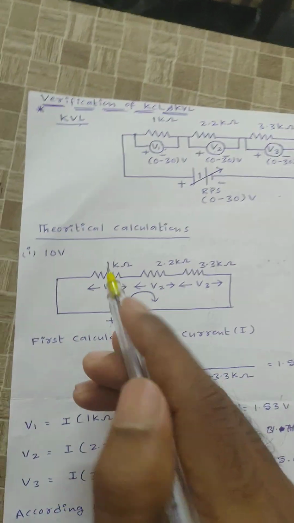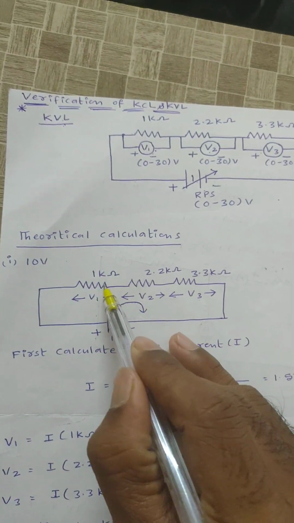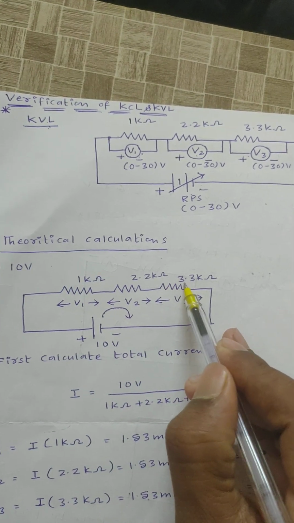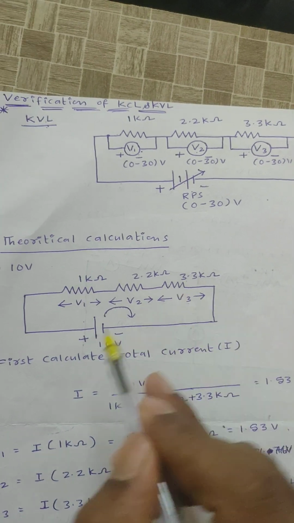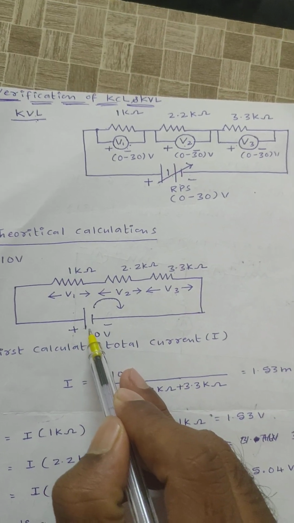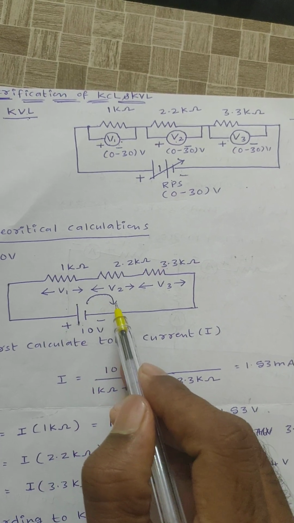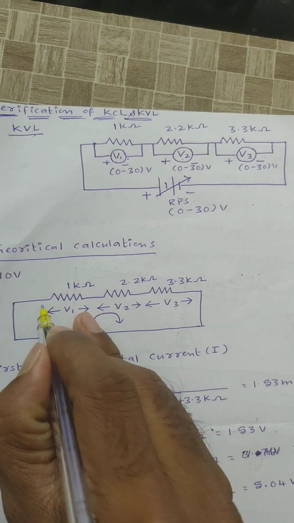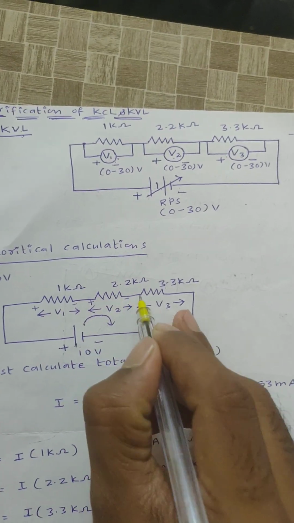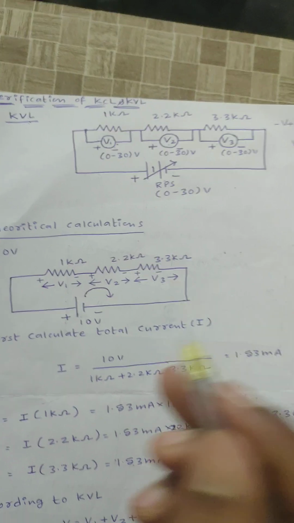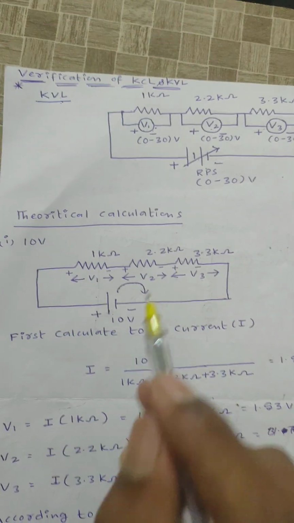Now we will see the theoretical calculations. Let us consider three resistors: one is 1 kilo ohm, another is 2.2 kilo ohm, and another is 3.3 kilo ohm. These three resistors are connected in series across a supply voltage of 10 volts. Because of this battery voltage, current I is flowing in the circuit. Across the passive elements, the polarities will be plus minus and plus minus.